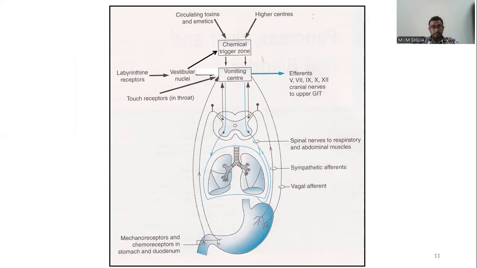So here, labyrinth receptors stimulate the vestibular nuclei, which then stimulate the vomiting center, and then vomiting occurs via the efferents. Even the vagal afferents from the stomach, sympathetic afferents, and spinal nerves also give input to the vomiting center. Circulating toxins and emetic substances in the blood stimulate the chemoreceptor trigger zone. Once the chemoreceptor trigger zone is activated, it activates the vomiting center. Then the vomiting center in turn sends motor commands via the efferent nerves to the muscles of vomiting.